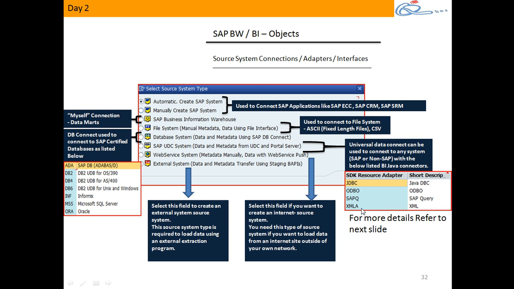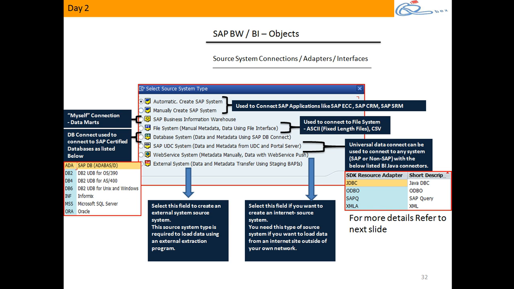So by using universal connect, UD Connect, you can connect any SAP or non-SAP source, but the only thing is this is based on the Java stack. The performance of UD Connect is really slow when compared to other connections. So UD Connector will be used as a last option because the performance is really bad. It runs on the Java stack.